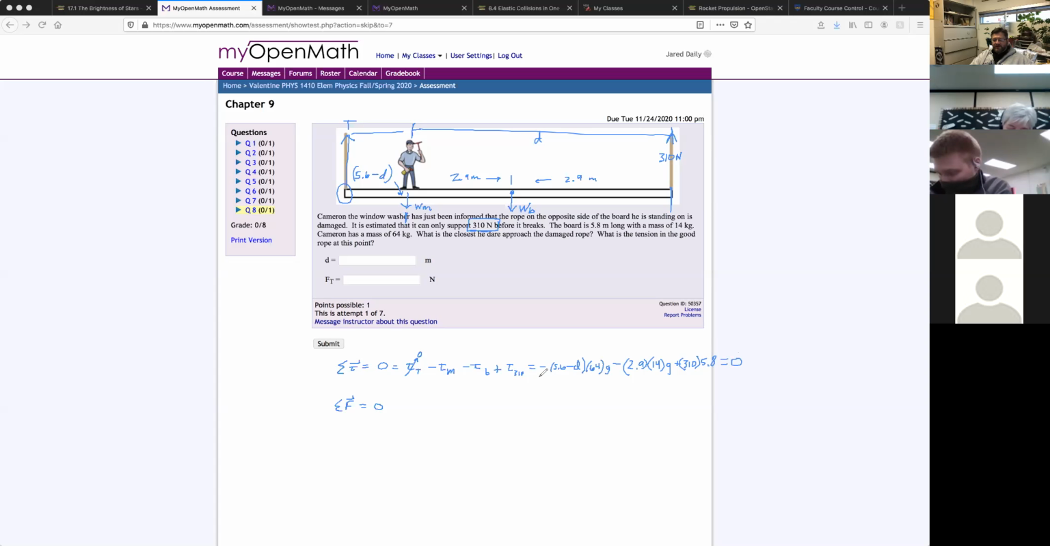And the only thing we don't know in this equation is D right there. So you'll solve that one for D.